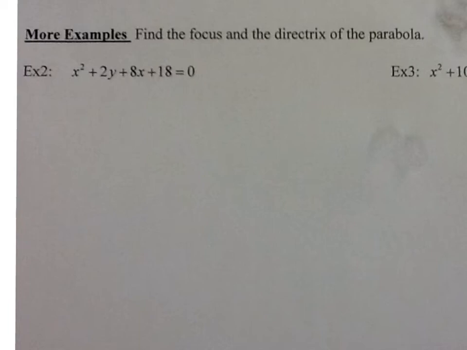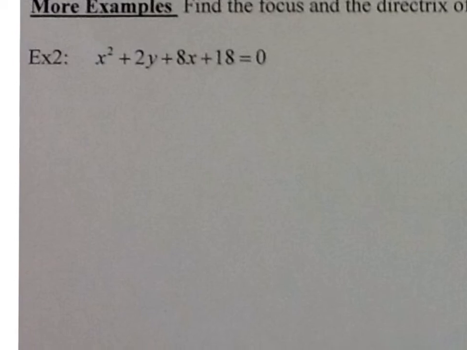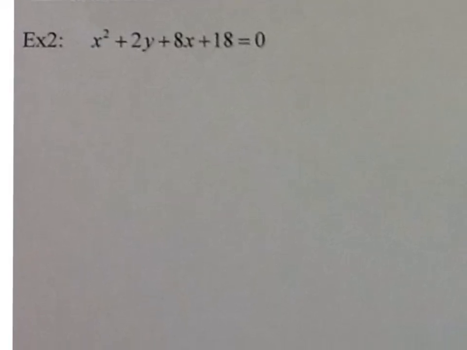Okay, so let's take a look at some more problems. Example number 2. And the same thing, it says to find the focus and the directrix of the parabola. Notice that the parabola is in standard form. Okay, so I am first going to group my x's together. So I have an x squared and an 8x. And I'm going to take my 2y and subtract that, and take my positive 18 and subtract that one. So I have x squared plus 8x. Subtract 2y, I get negative 2y. And subtract 18, I get negative 18.